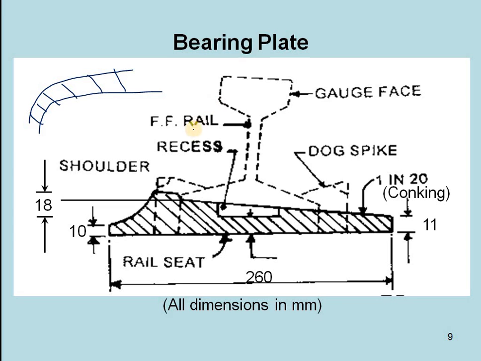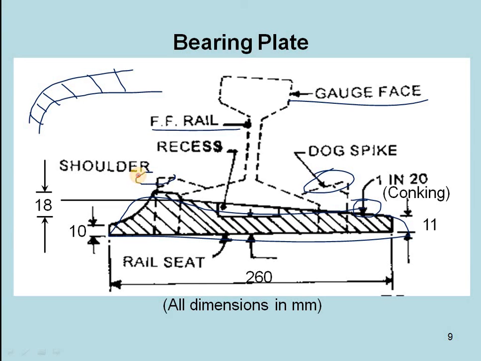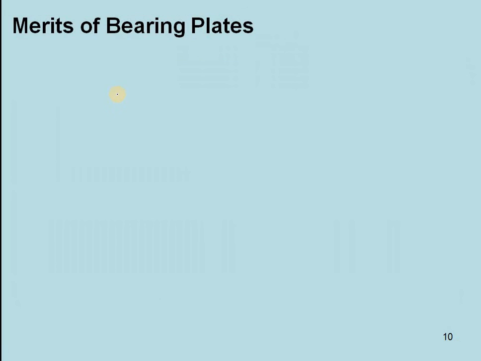In this diagram you can see this is a flat footed rail, this is the gauge face, and these are the dog spikes. This is the 1 in 20 coning. This is totally flat footed, and these are the shoulders. The dimensions are 10 centimeters and 18 centimeters, and the bottom is 260 mm. So this will be provided on the sides of the curves.